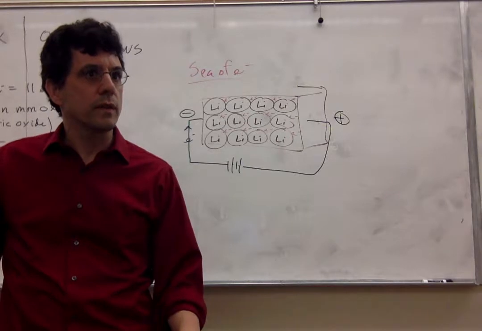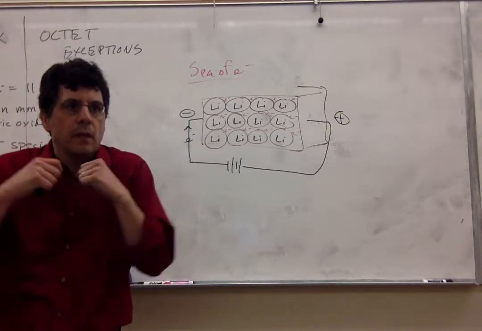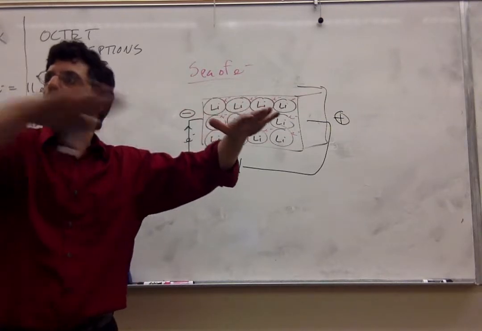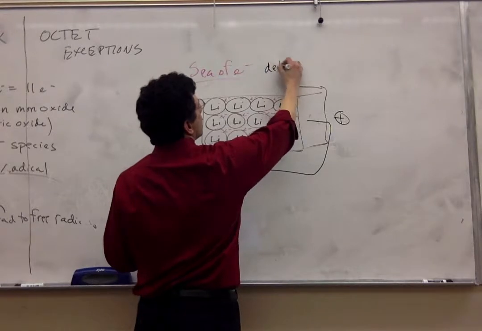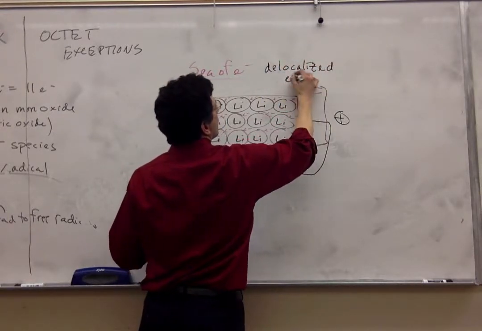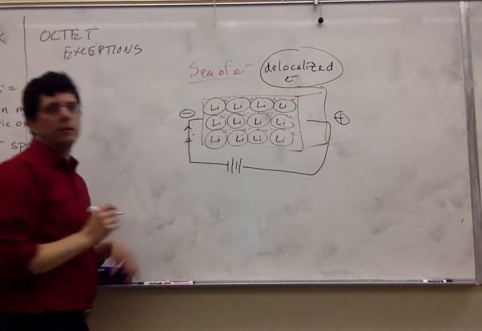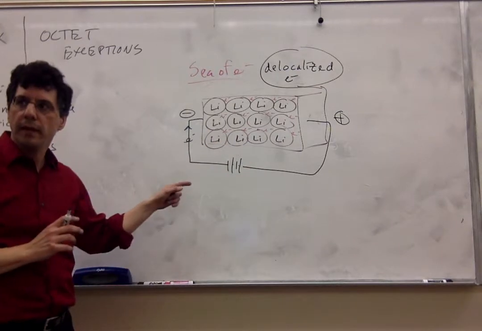So that's the term that's used. They're highly delocalized. They're not localized on the atom. They're delocalized among all the atoms. Right? So sea of electrons. Those are delocalized electrons. Right? So conductivity is explained by that model.